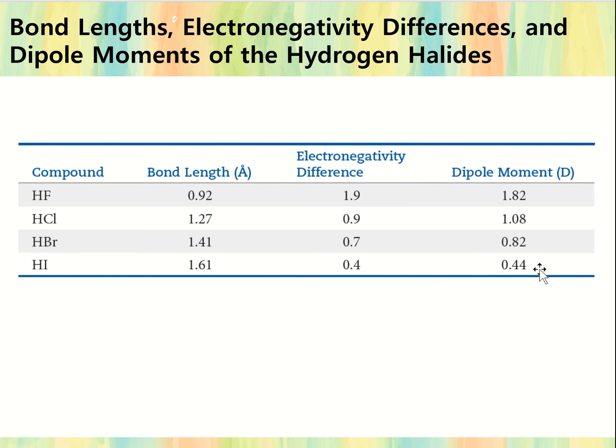And for the dipole moment, that is obviously very well correlated with the difference in electronegativity. And so it should be even clearer here that there is a link between the bond length, the difference in electronegativity, and the dipole moment by extension.